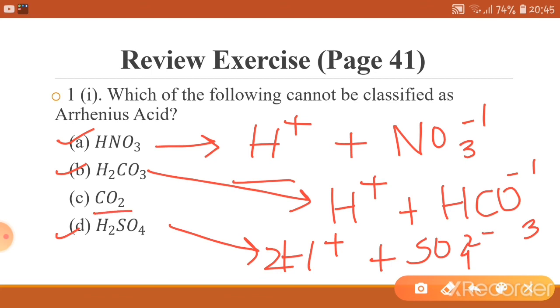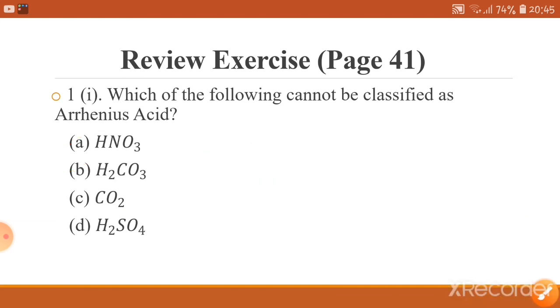We are left with carbon dioxide, and we just read that carbon dioxide cannot be identified as an Arrhenius acid since it doesn't generate the hydrogen ion in the aqueous solution. So, for this question, we have carbon dioxide as the right option.